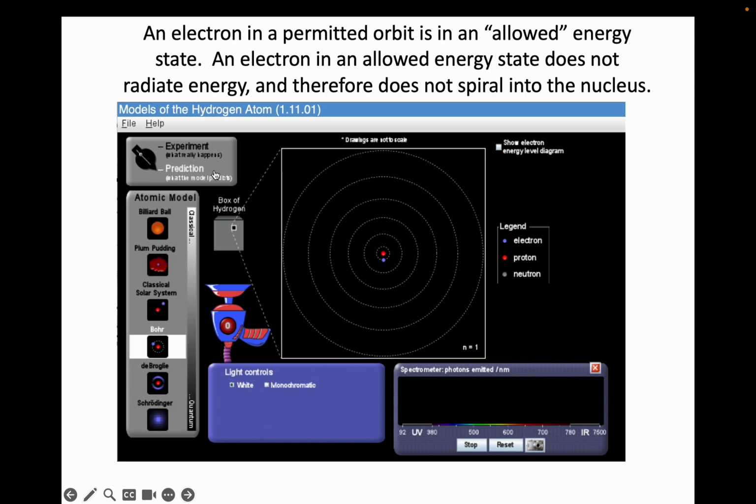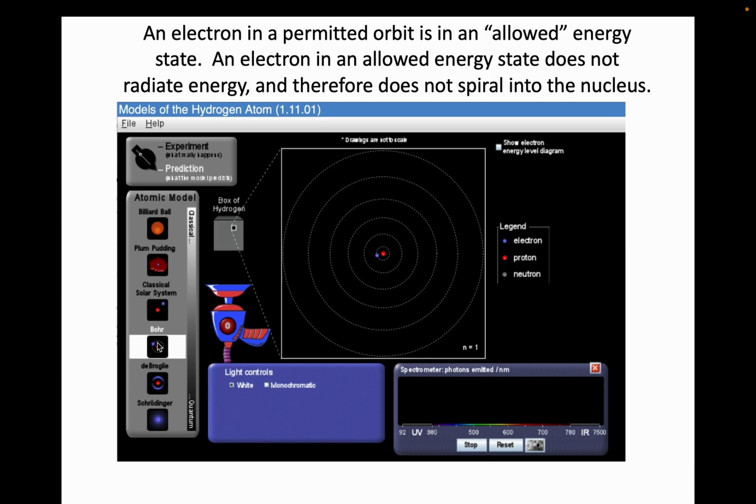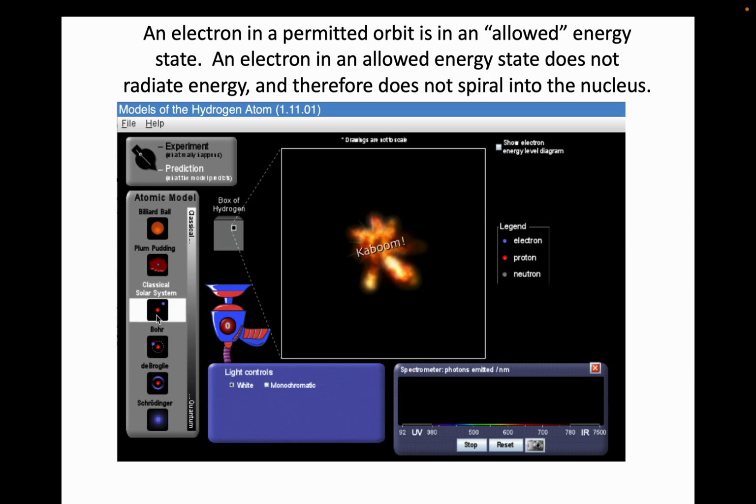Second postulate: an electron in a permitted orbit is in an allowed energy state. An electron in an allowed energy state does not radiate energy and does not spiral into the nucleus. What's this one about? Within Bohr's model, the electron could be in a particular orbit. In a solar system model, notice what happens. The electron is not stable. It goes spiraling into the nucleus.